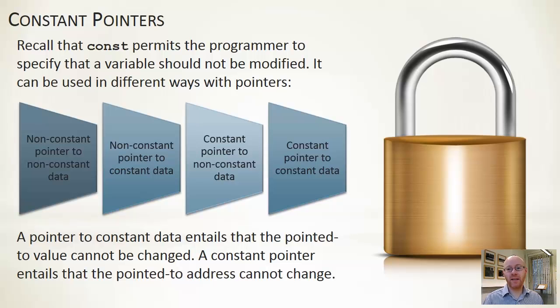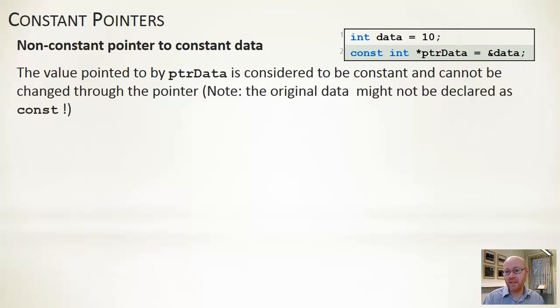Non-constant pointer to constant data is the first one, and you can see the implementation here. We've got int data is equal to 10. Then in line 2, we've got const int star ptr data is equal to the location of data. In this case, the value that ptr data points to is considered to be constant. We're not allowed to change that value, though we can change the location we point to. It's basically a read-only pointer. The original data may not be constant, but we're saying for this pointer, you can point wherever you want, but you're only allowed to read the things that you're pointing to.